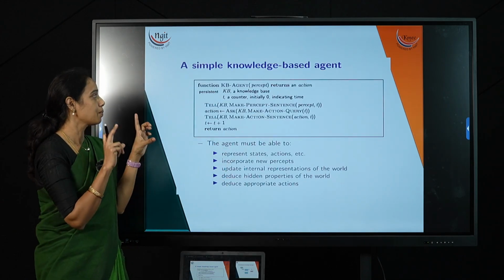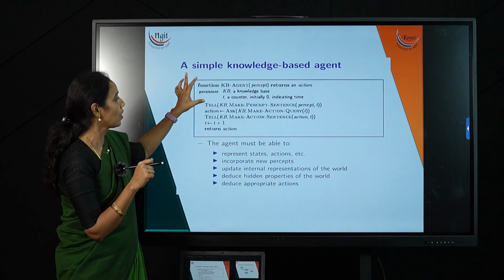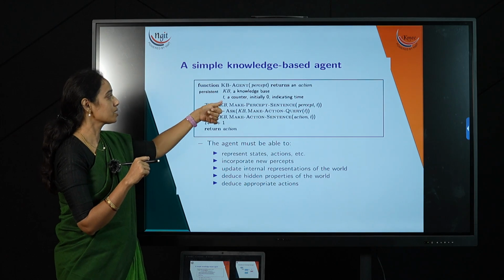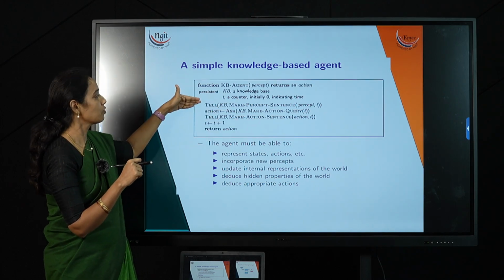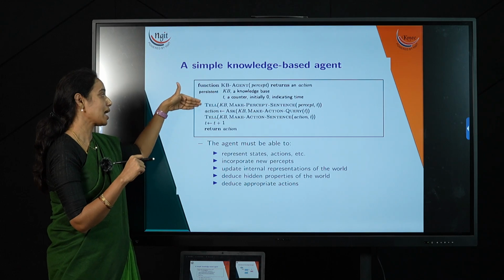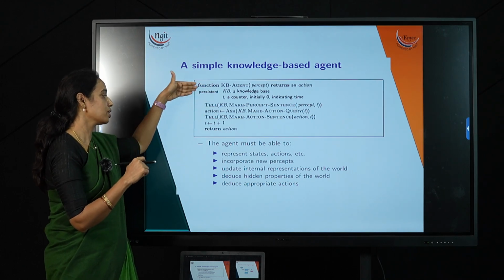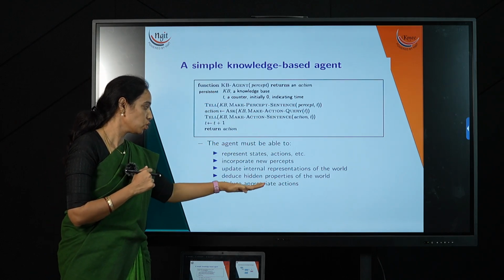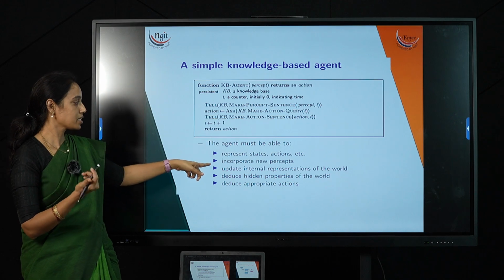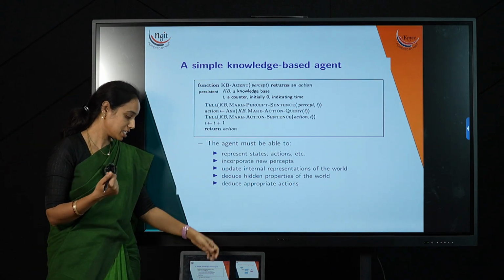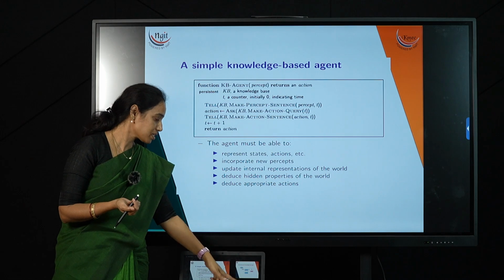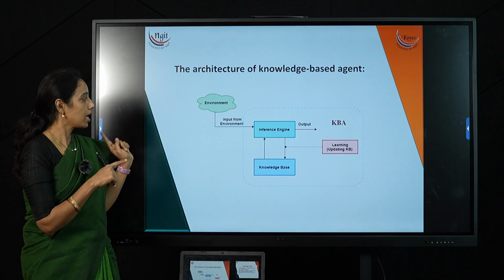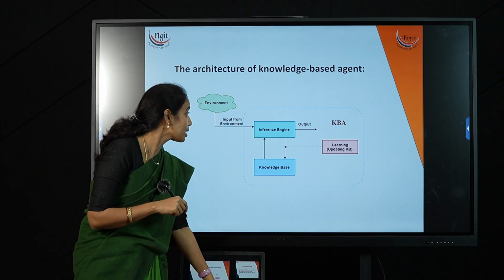And this is how a simple knowledge based agent works, where the function KBA agent perceives and returns an action. The knowledge base should be updated every time. It will ask the KB for an action and then tell the KB, and this will repeat until it returns some action. An agent must be able to do all these things: represent states, new perceptions, internal representations, deduce hidden properties and appropriate actions. So this is the architecture of the knowledge based agent we discussed in the last class.